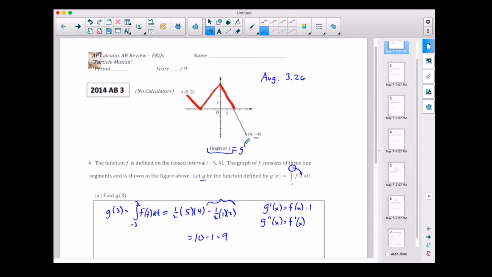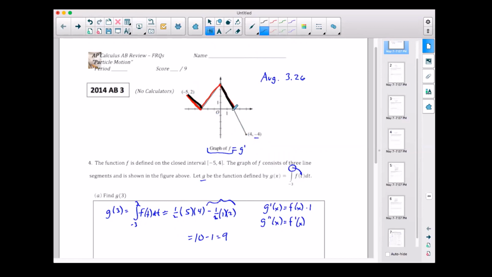Well, if you have a graph of G prime and you're trying to figure out something about G double prime, then we realize that G double prime is just the slope of this graph, right? If this is a graph of G prime, then G double prime is just the derivative of G prime. So I'm trying to figure out on this graph, when does G prime have a negative slope? If we want G double prime to be negative, I want G prime's slope to be negative. And so we see a negative slope here. And we also see a negative slope here.